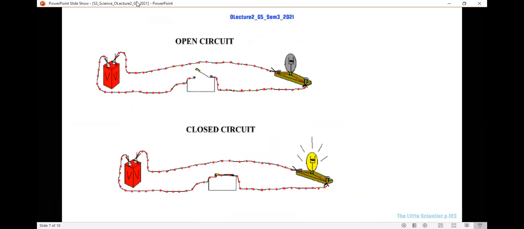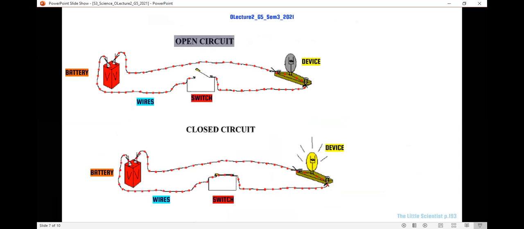Again, what are the elements, the components of these circuits? Battery, the light source, wires, switch. Bravo. The battery, the wires, the light bulb, and we have also the switch.